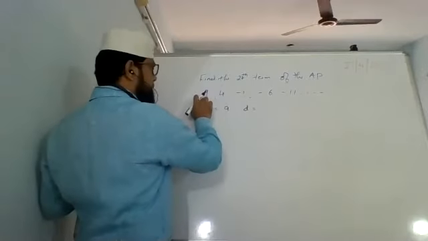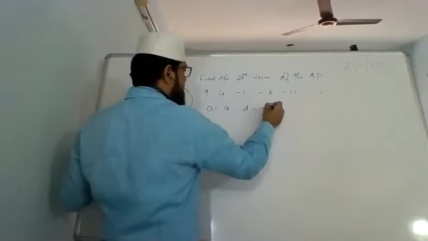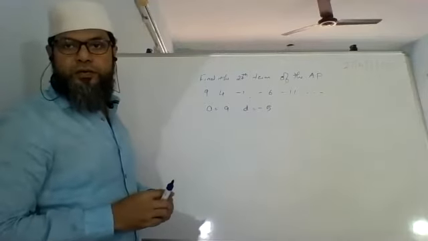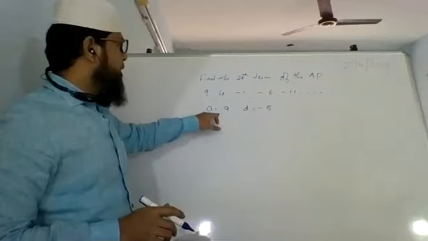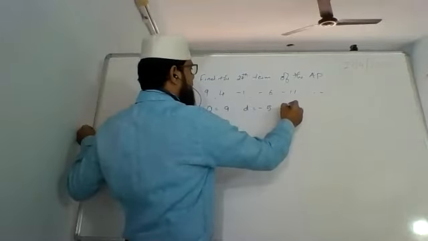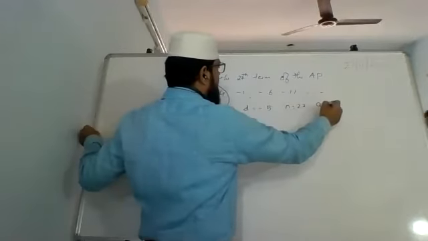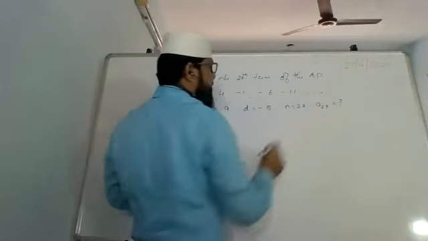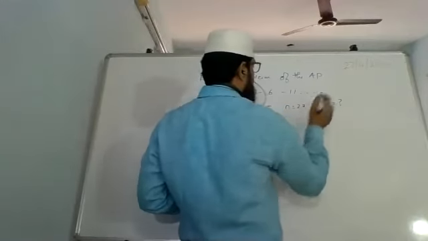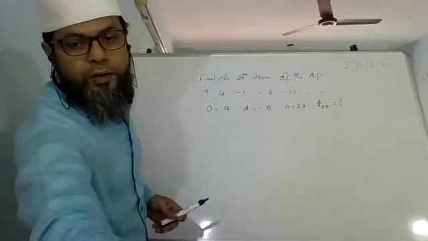D is 4 minus 9, which is minus 5. So that is what it is. And we have to find now the 27th term. That is n equals 27. We have to find T27. That is what we have to find out. Fine.